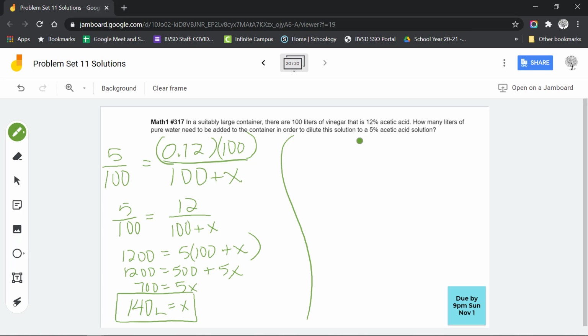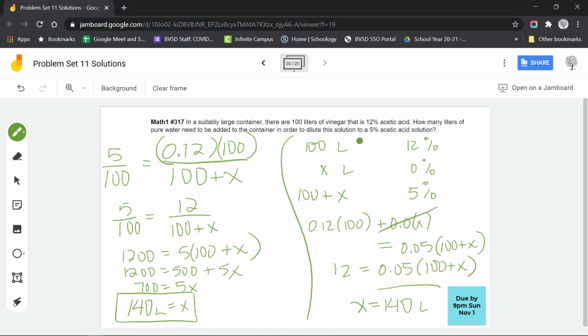The other way to think about it is in sort of a more linear equation way. So how much acid do we start with? Well, we start with 12% of our 100 liters plus 0% of our x liters. And then how much do we end up with? Well, we end up with 5% of our total number of liters, which is 100 plus x. So x is 140 liters of water. Awesome.